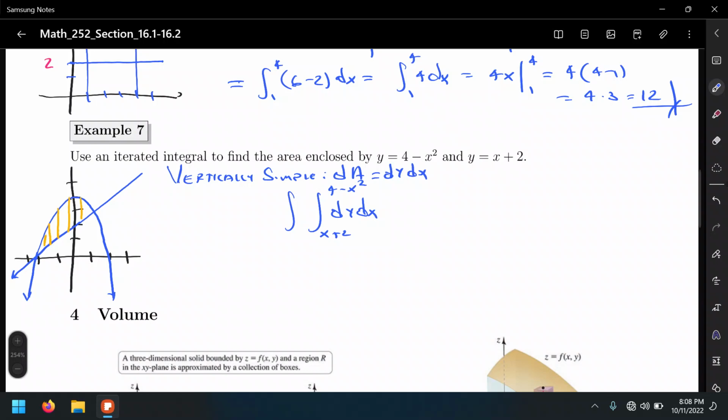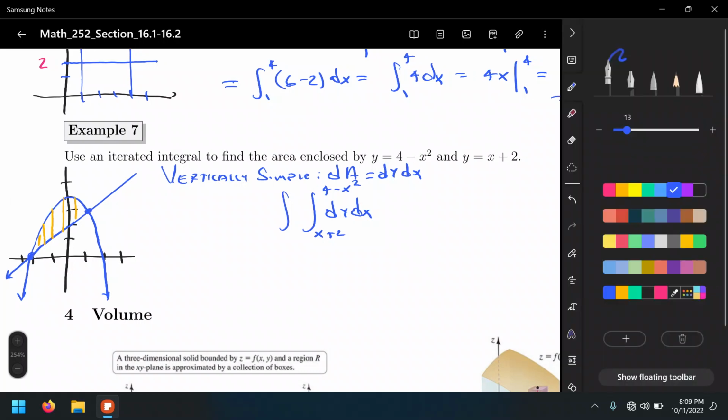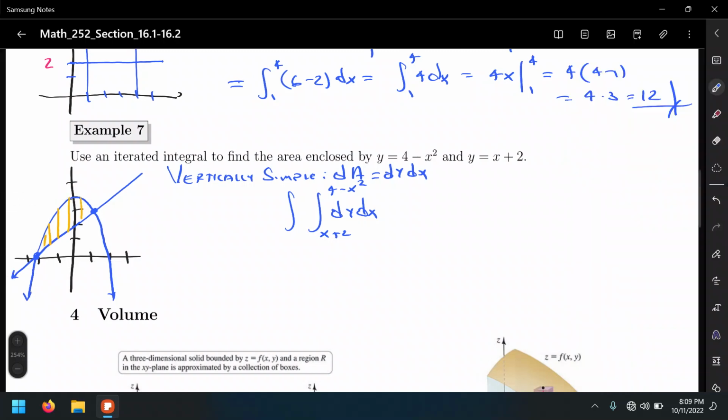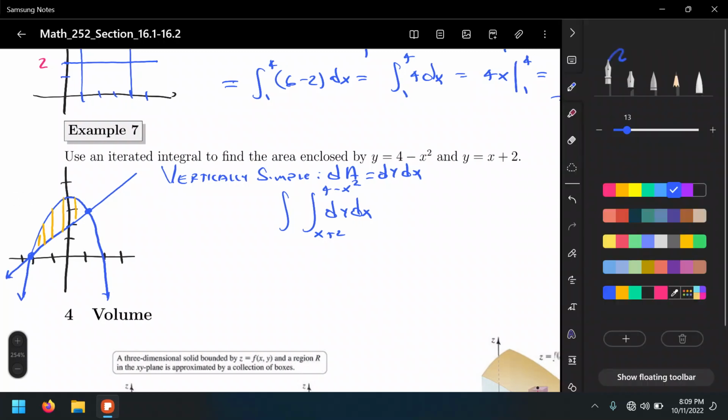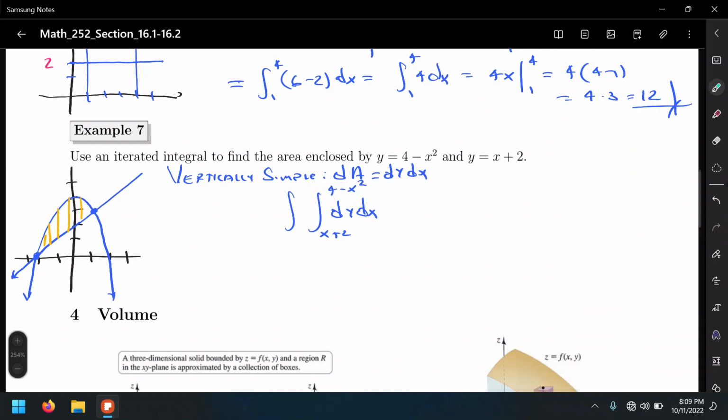Now for the dx, those are going to be the limits of integration in the x direction, and that's going to be actually finding the points of intersection here. So in this case, to get those points of intersection, we would need to set these two equations equal to one another. That is, 4 minus x squared equals x plus 2. And if we solve this equation, that's 0 equals x squared plus x, and 2 minus 4, that's negative 2.